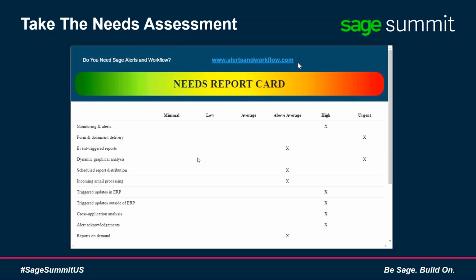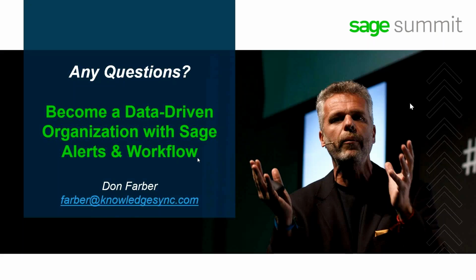After that 5 to 7 minute questionnaire, you'll be presented with a window like the one you're looking at right now, the needs report card. It will show you, for the general categories of what Alerts and Workflow can do, just how much value Alerts and Workflow could offer to your organization. And so we certainly encourage you to visit alertsandworkflow.com, click on 'Does my organization need Alerts and Workflow,' to take this needs assessment tool. And with that, that brings me to the end of this presentation.